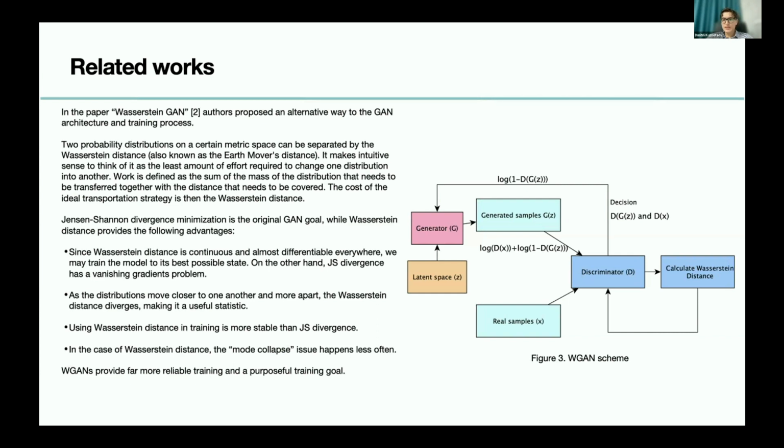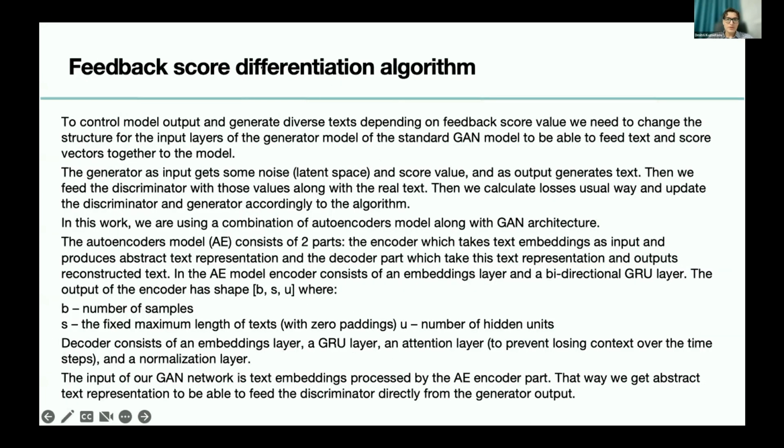So the scheme of the Wasserstein GAN network is almost the same as the classical GAN network, but after the discriminator, instead of policy gradient, we calculate the Wasserstein distance, and we feed this value back to the discriminator, and the discriminator updates the value in the generator. Let's move to the next.